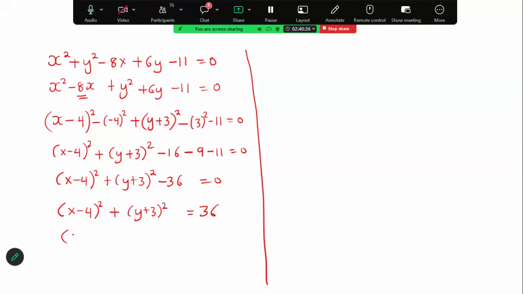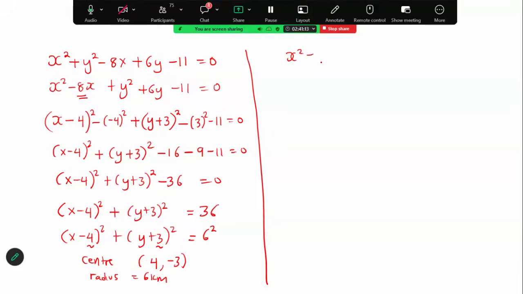So what does it mean? It means that in a standard equation, it's going to be y plus 3 squared, and the right side is 6 squared. So meaning that our center here is going to be 4 and negative 3. Your center, you pick it from here, 4 and negative 3. And your radius is going to be 6 kilometers. That's what you can do for such a case. So what else can you do? I know some of you may want to compare.